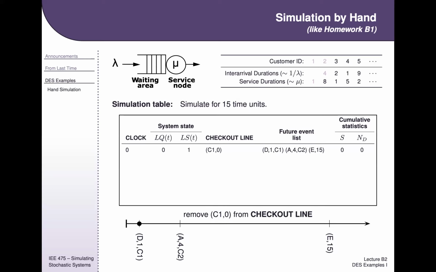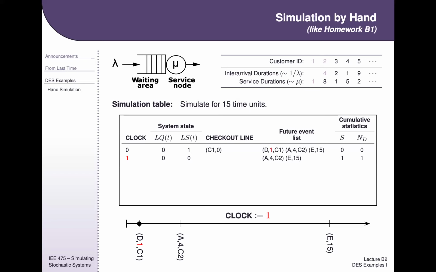Remove it from the checkout line. It's removed from the system, so we can get rid of it from the checkout line, which will empty the checkout line in this case. We can remove it from the server, so we decrease the number of entities in the server. That's all we have to do for that line. We didn't actually do any scheduling, because nobody was waiting. We had no customers waiting, so we didn't have anything new to schedule.